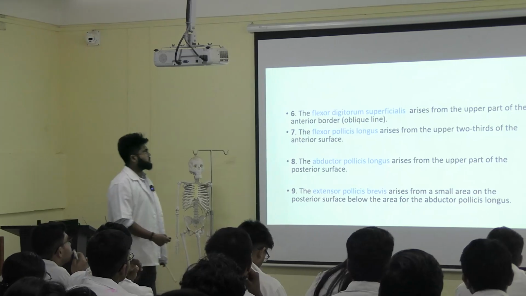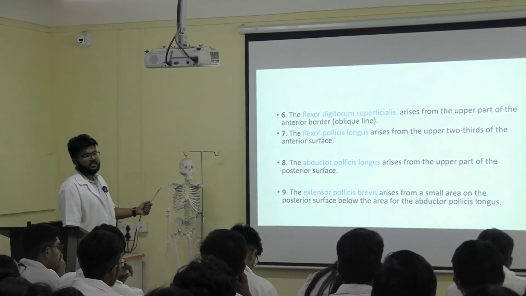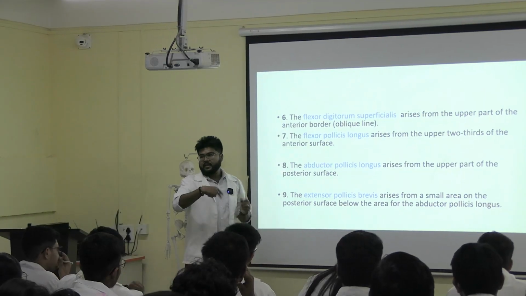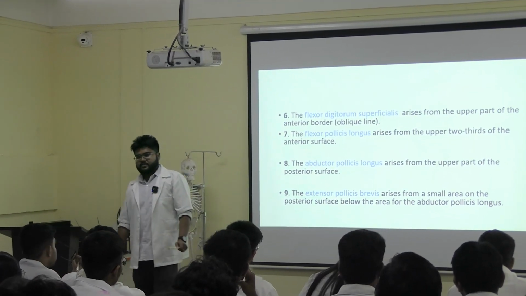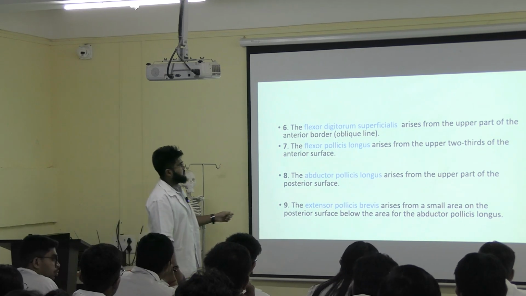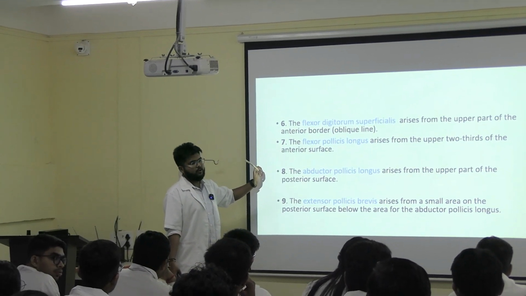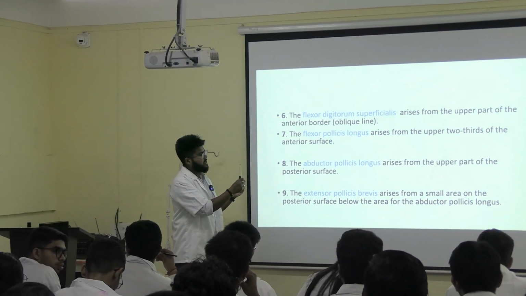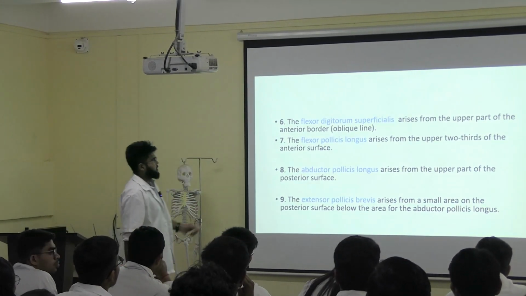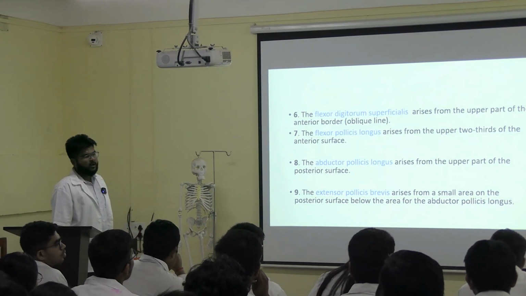Next is the flexor digitorum superficialis. Two muscles, right, flexor. This is present mainly on this oblique line, the anterior oblique line: FDS, flexor digitorum superficialis. Next one is the flexor pollicis longus, below, mainly on the anterior surface in the upper two-thirds. This muscle is attached, the flexor pollicis longus.